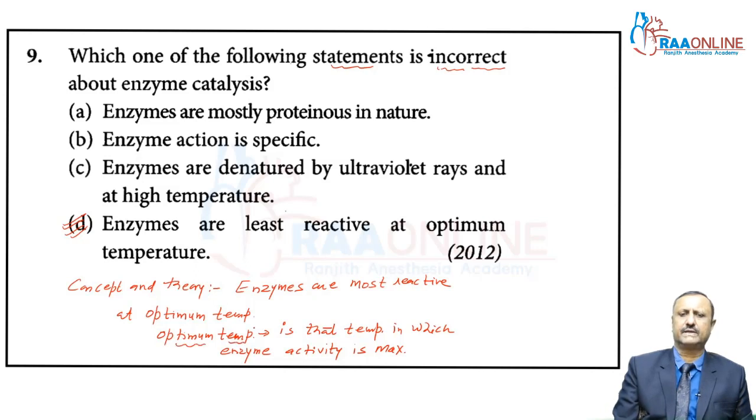And here, what is the statement, my dear students? The statement is that enzymes are least reactive. Why would they be least reactive? It's not least reactive, it's most reactive. So this statement is wrong. So for question number 9, the answer is D.